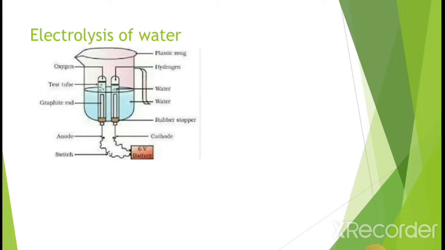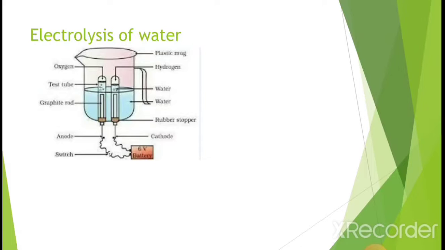Next, they have asked a question: once the test tubes are filled with their respective gases, remove them carefully. These gases are filled in test tubes, and we have to remove them to check which type of gas it is. So, how to check it? One test tube you have to bring near fire. If the fire burns with a pop sound, then that is hydrogen. So remember, you have to check that it is hydrogen gas.